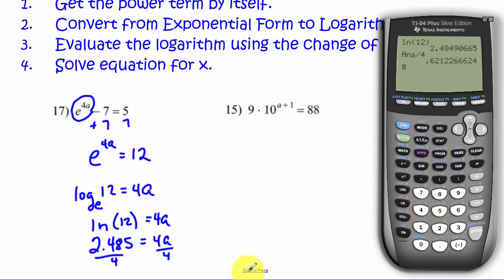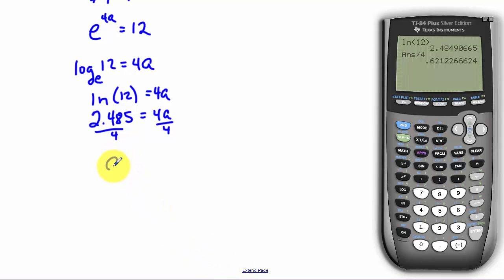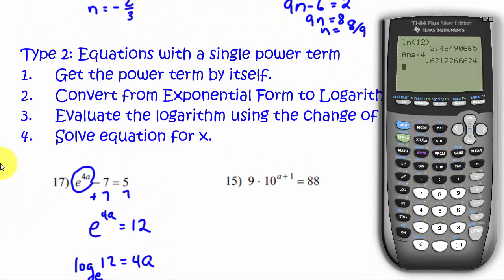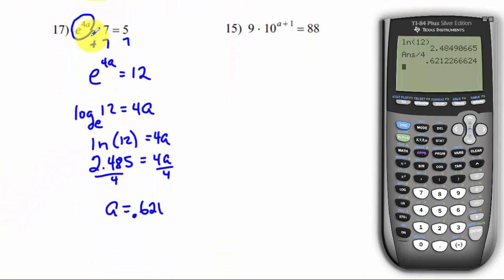And we get, to wrap this up, a equals 0.621. So if we put that back into our original equation, I'm not going to take the time to put that in the calculator, but if we put this into our original equation, it would make the equation true. So let's look at our last problem here.